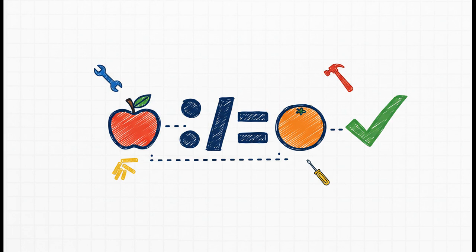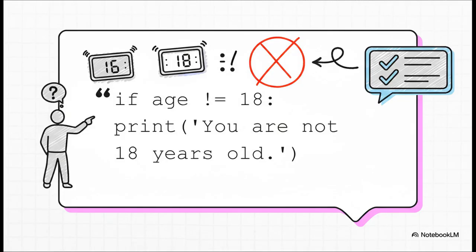Okay, so we know how to check if things are the same. But what about the opposite? What if we need to check if two things are not the same? Well, for that, we just add another tool to our kit, the inequality operator. It's just an exclamation mark right next to an equal sign. Take a look at this. We've got a variable, age, and we've set it to 16. The if statement then asks, is the value of age not equal to 18? And since 16 is, well, definitely not 18, the condition is true. And so our program goes ahead and prints that message for us.